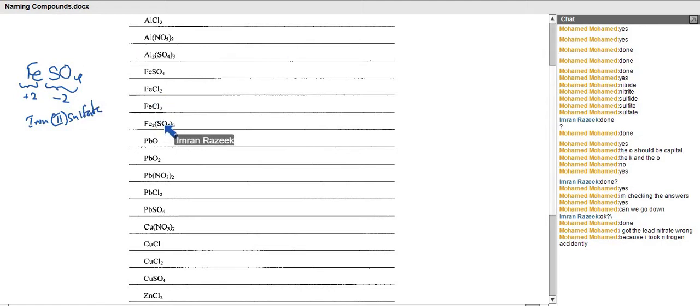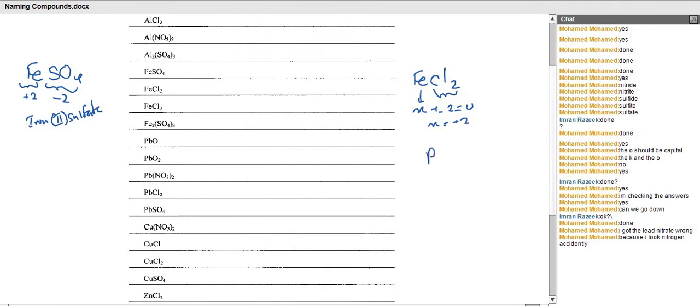So how about something like this? Say FeCl2. Then you calculate, you take iron as X, chlorine is minus 1, minus 1 into 2 is minus 2, X plus (minus 2) equals 0, so X is plus 2. So plus 2 for iron, minus 2 for chlorine is 0.